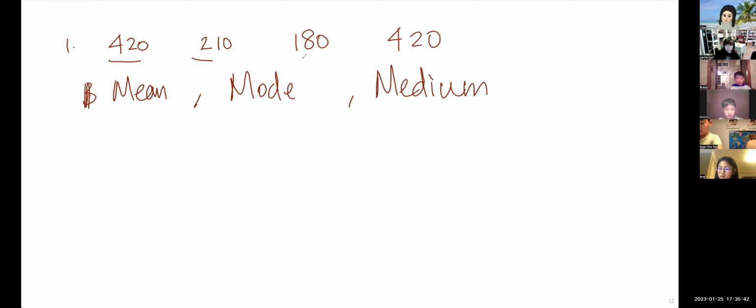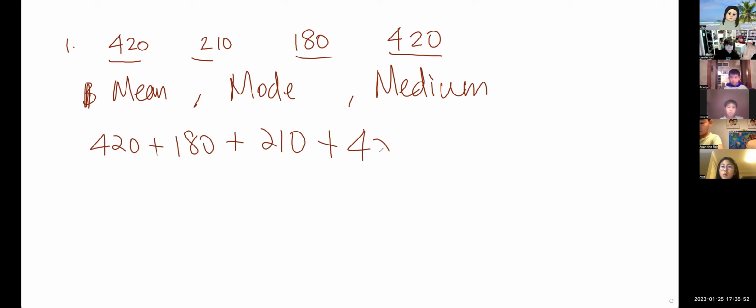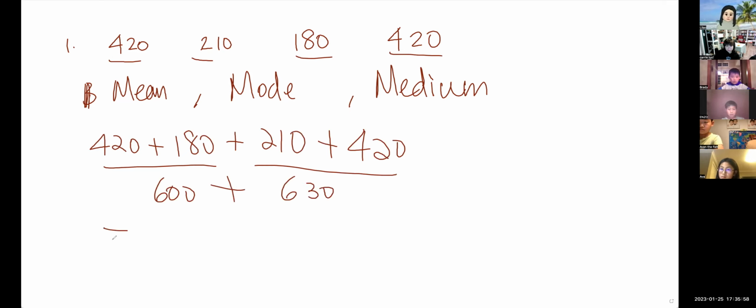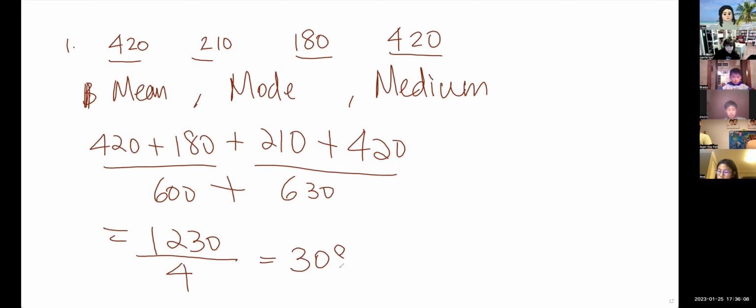So 420, 210, 180, and 420. So let's just plus them. Did I forget to divide? No, I did not. So 180 plus 210 plus 420, right? So plus them together. This one's 600. This is 130. So plus together equals 1230. 1230 divided by 4 equals 308.5.